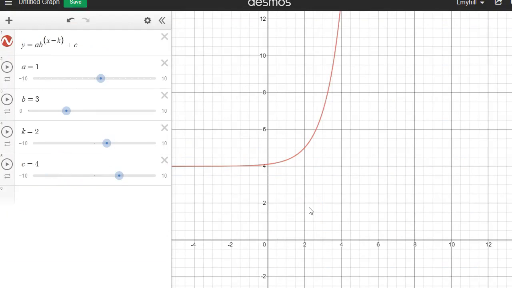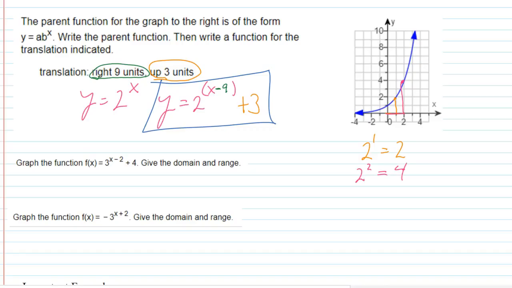Now, they want the domain and the range. The domain and the range are pretty straightforward. Domain is always going to be all real numbers. So the domain is going to be all real numbers. Now, remember, there's another way of writing this. We can also write the domain from negative infinity to positive infinity.